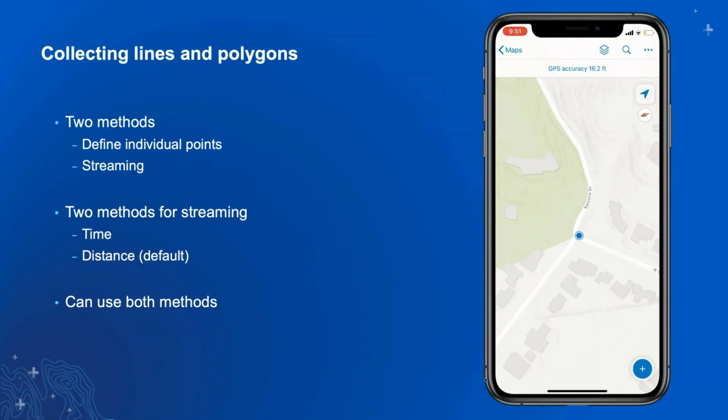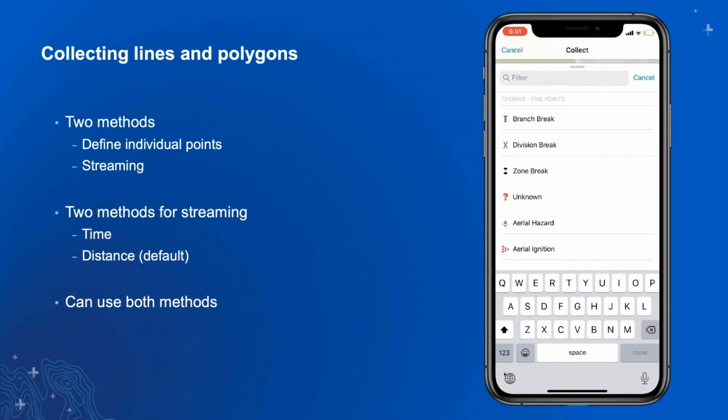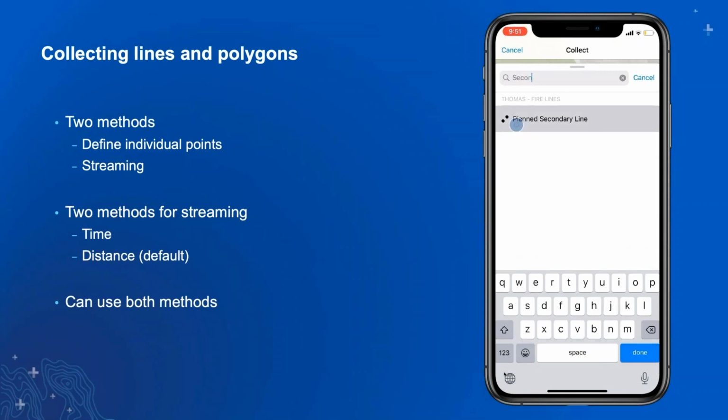There's 2 methods for streaming. Time and distance. Distance is the default. You can, of course, use those methods interchangeably. You can also use streaming as well as defining individual points interchangeably as well. So here we'll just take a quick look where I'm going to capture a planned secondary line.